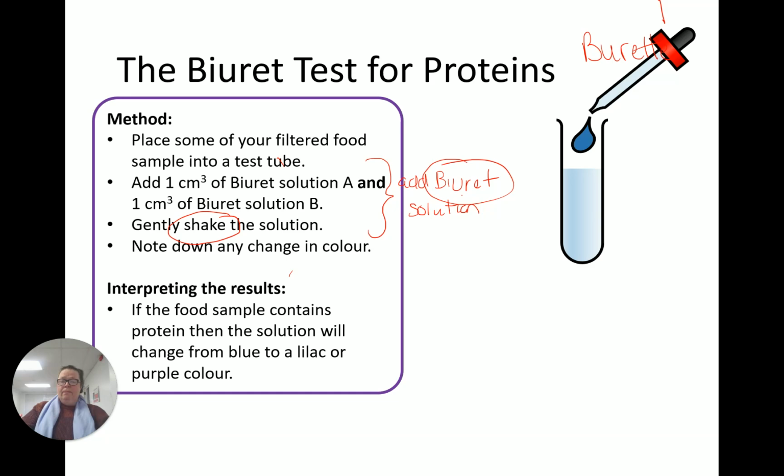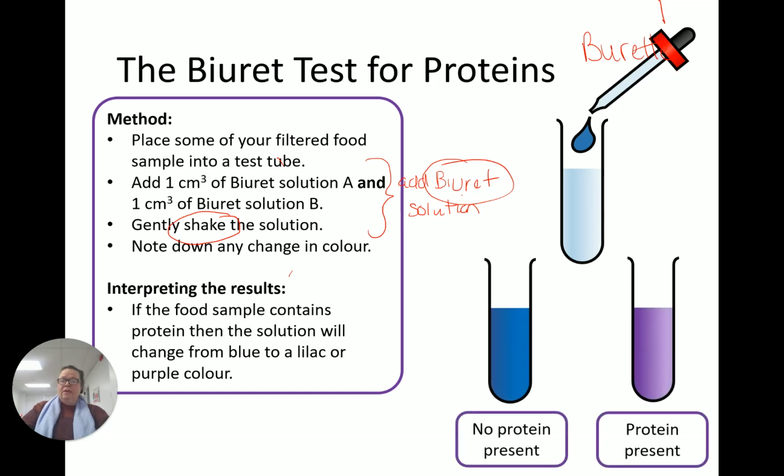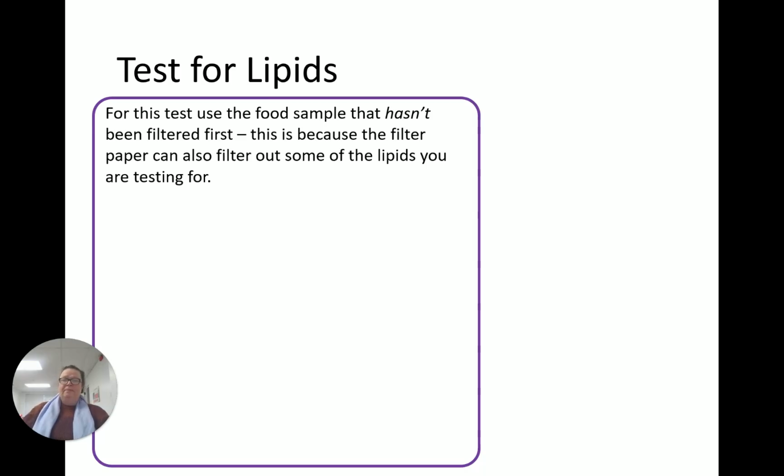Right, so the colour for this one, it starts off blue. You can see up here that Biuret solution is blue. So if it stays blue, no protein. If it goes a lovely shade of purple, and it is a nice shade of purple, we've got protein. So for this one, our marking points are Biuret solution, shake, and it will go purple. Okay, so that's our test for proteins. Then we've just got one more, which is our test for fats or lipids.